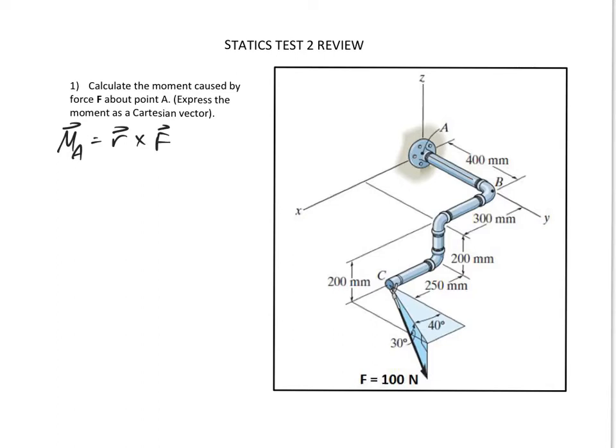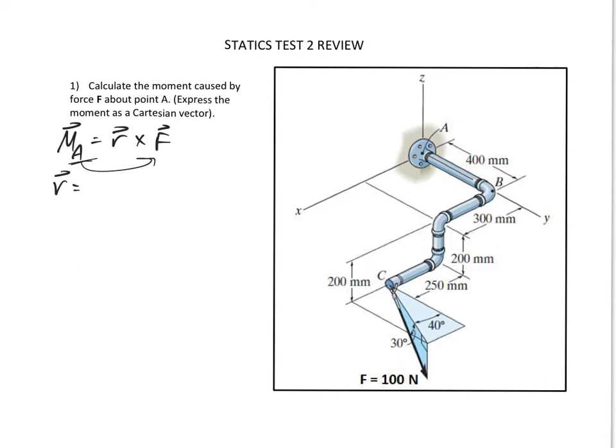So I need to find an R that goes from A to the force, and then I need to find that force in IJK form. So let me first find an R, an R that goes from A to the force F. R is a position vector. How far does it go?